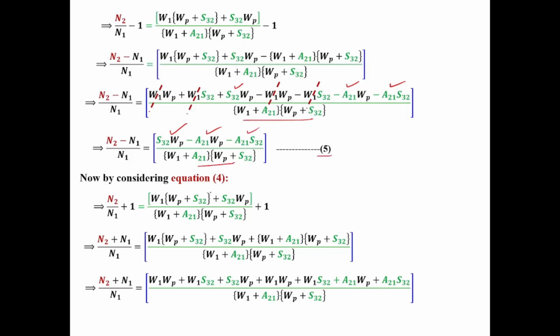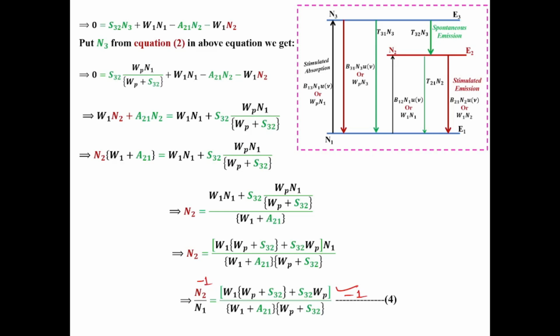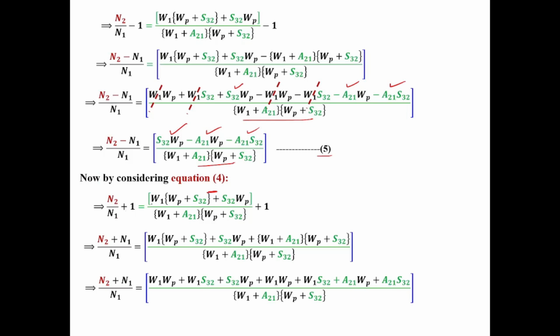Now by considering equation number 4, this is the equation number 4 here. Equation number 4 represents N2 by N1 equal to this term by this term. So by considering equation number 4, N2 by N1 plus 1 will be equal to this term plus 1. Same thing has been written over here. N2 by N1 plus 1 is equal to W1 into WP plus S32 plus S32 into WP by these two terms, plus 1.